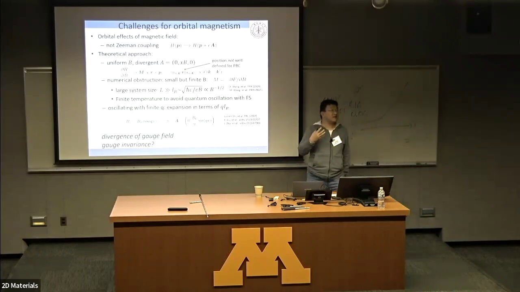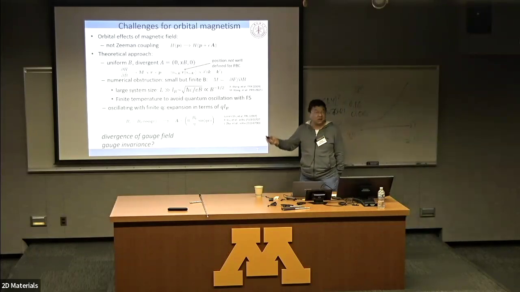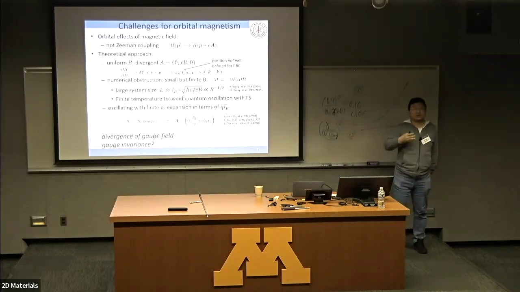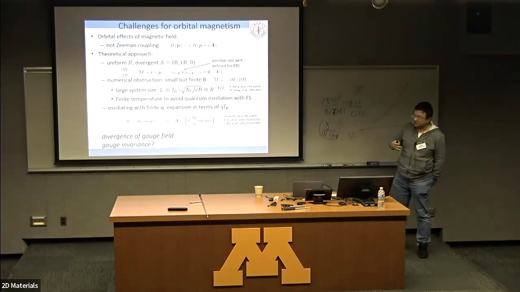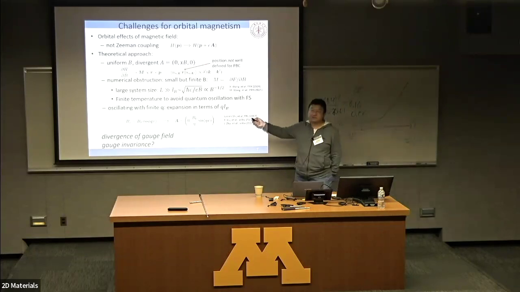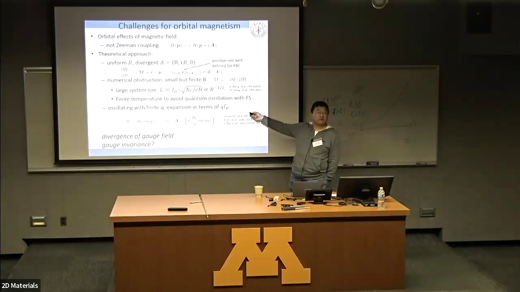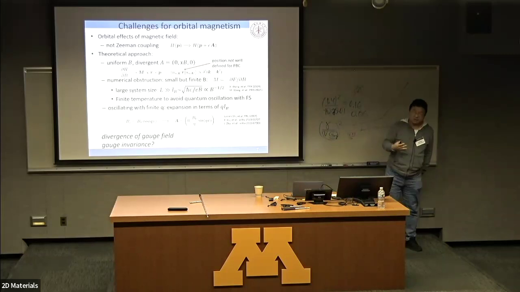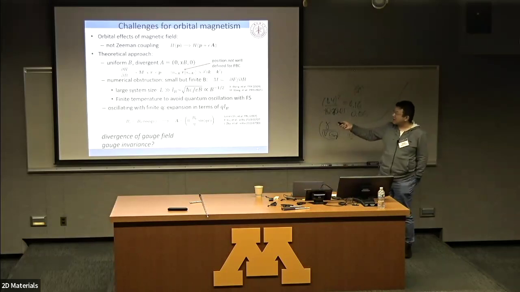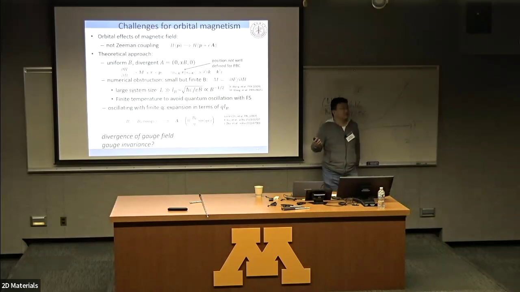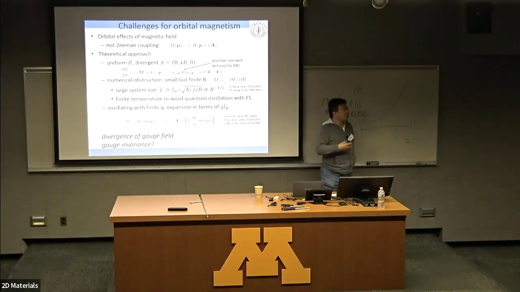You may also think that from classical physics we have r cross p for the orbital magnetization, so let's look at the expectation value of r cross p. But in the thermodynamic limit, the position operator is not well defined. For example, if you look at the matrix elements of the position operator in the basis of Bloch states, you immediately realize that these matrix elements diverge. There also exist some alternative approaches.